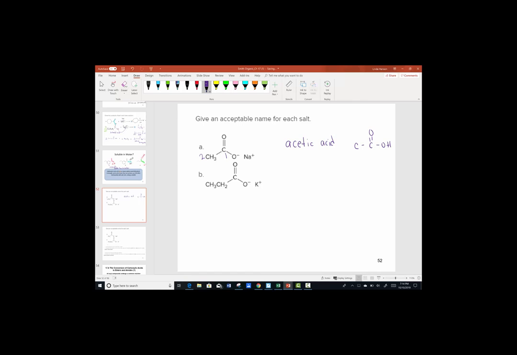So we name the positive ion first, sodium, and then take the ic and turn it to ate. This is sodium acetate.